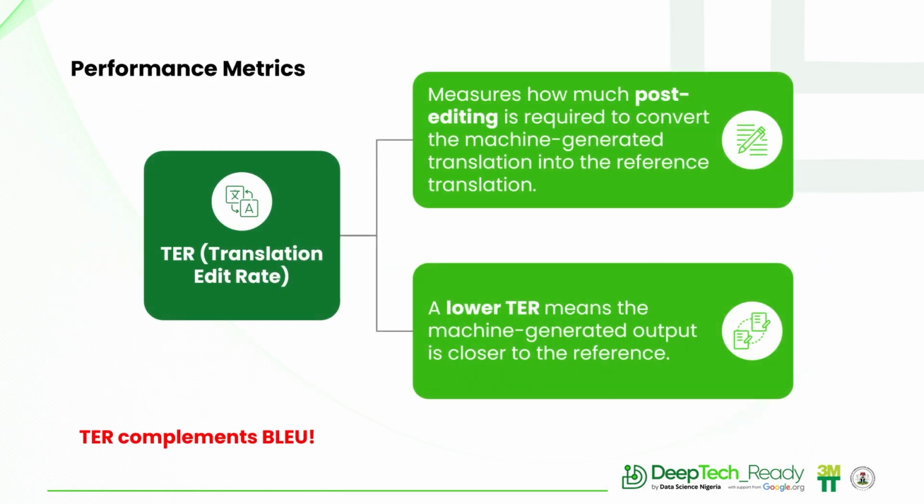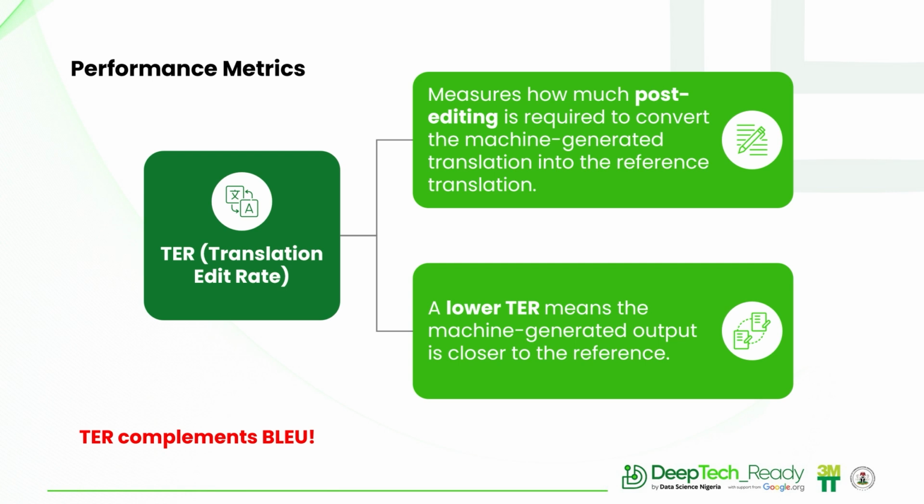The next metric is the translation edit rate, TER, which measures the number of edits required to convert the model's translation into the reference translation. A lower translation edit rate indicates that the model's output is closer to the reference translation with fewer modifications needed.